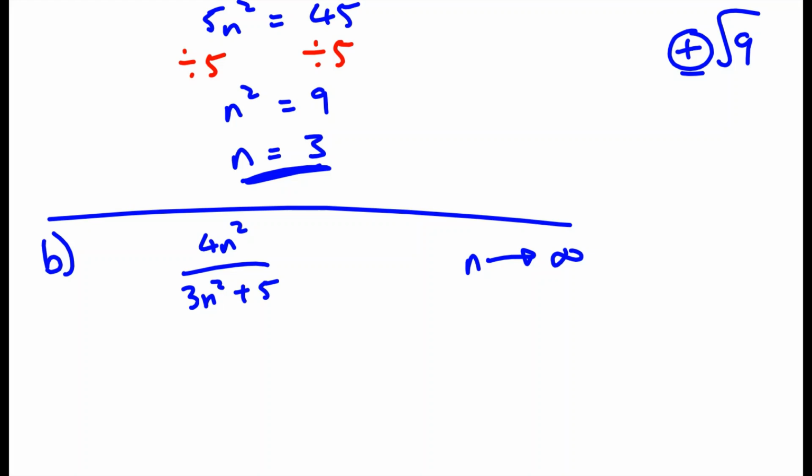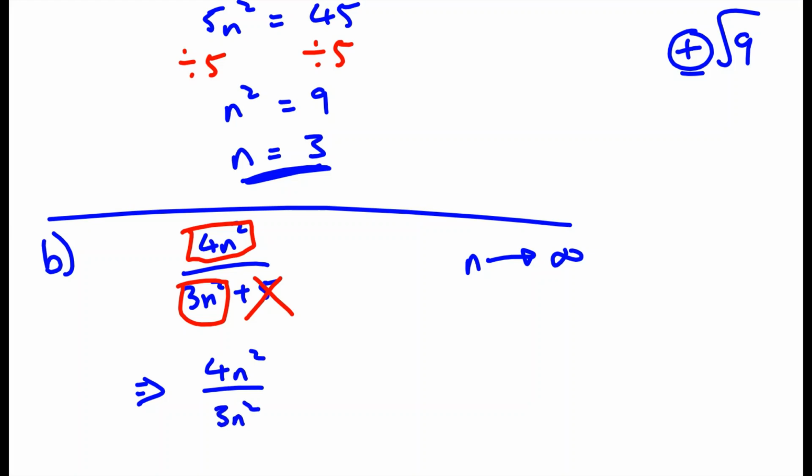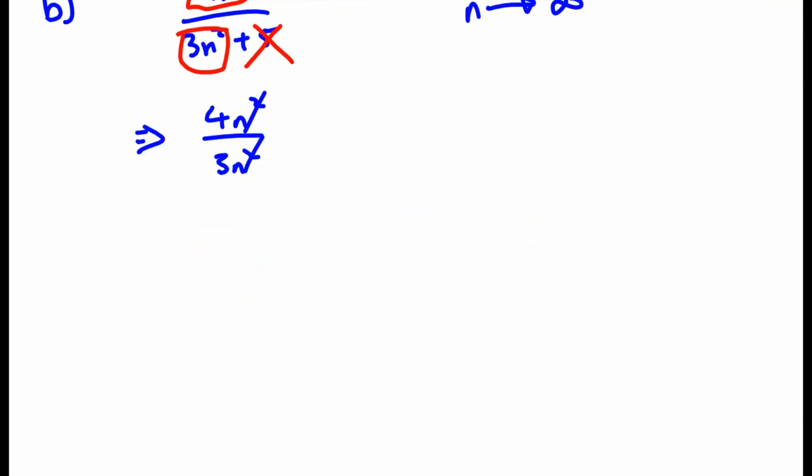So when we send n to infinity, this thing up here and this thing up here with n's in are both going to tend to infinity. And this plus 5 is going to become really, really insignificant. So we can ignore that. So we're going to end up with 4n squared over 3n squared. But we can cancel that. We can cancel the n squareds. So our limiting value is 4 over 3.